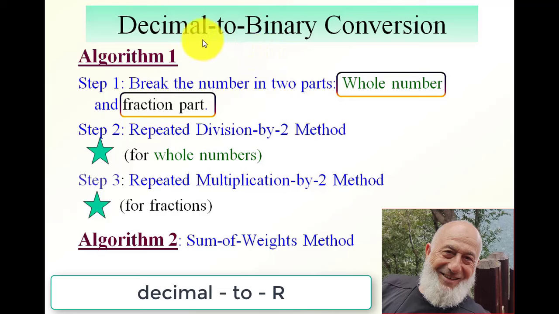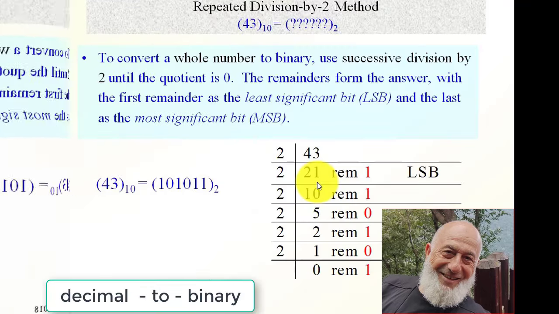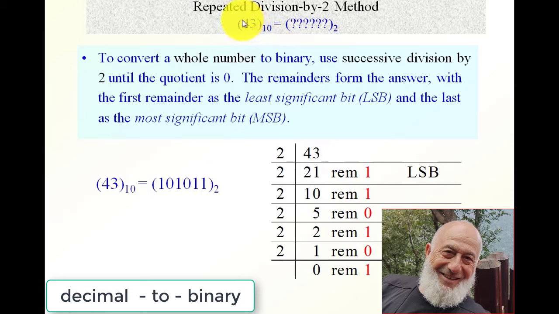As a matter of fact, converting decimal to base R will follow the same thing. We convert by breaking the number into two parts, a whole number and a fractional part. For the whole part, we divide by the new R. And for the fractional part, we multiply by the new R. For the whole part, we said repeated division by the new base, which is in this case 2.